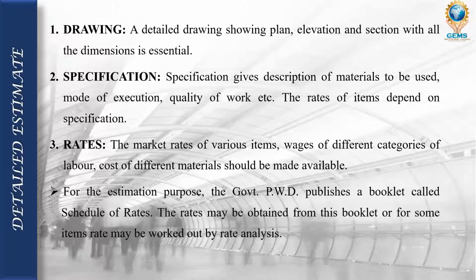Specification means what? Specification gives the description of the material to be used, the mode of execution and the quality of work. So the rate of an item depends on the specifications. If it is a framed structure, depending on the structure, what type of steel we have to use, and what standard of cement we are going to use, those things are called specification. That detail is needed.